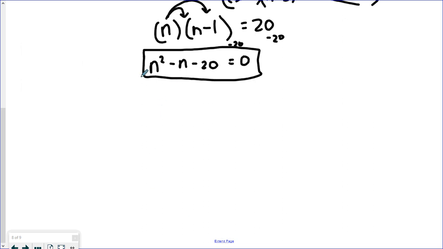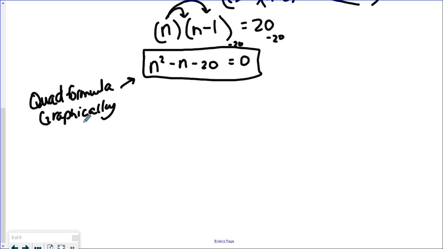So when we have a quadratic, you could use your quadratic formula to solve. You could do it graphically: put it into your y equals button and solve for your zeros. You could potentially do it by factoring, which I'm going to do because it's right in front of me.